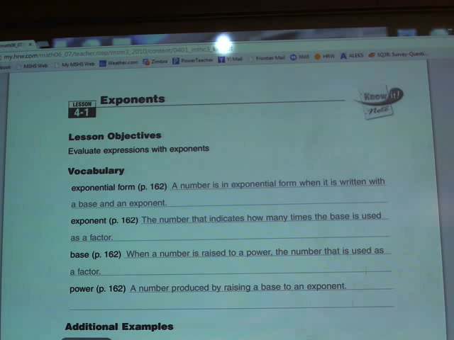This is a presentation of 8th grade, Chapter 4, Section 1 notes entitled Exponents. We'll go ahead and start off with the definitions here.